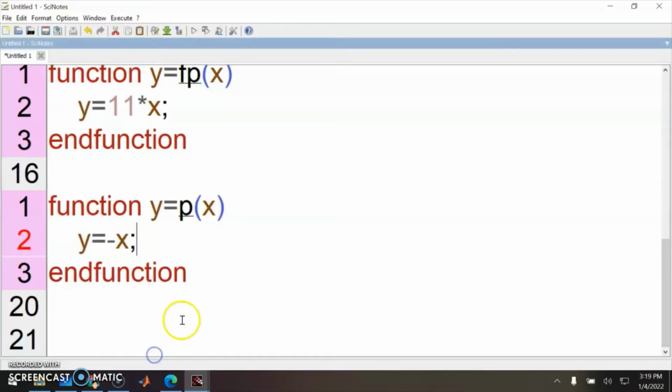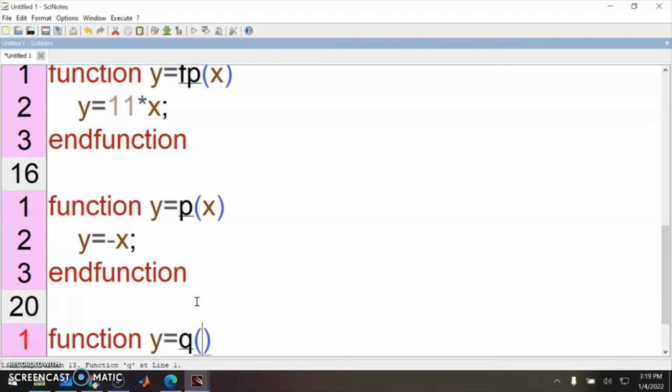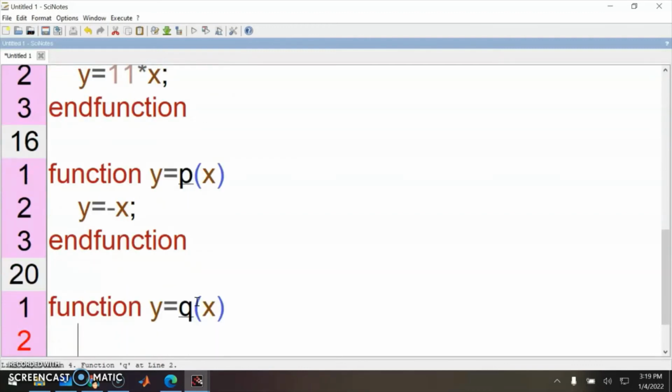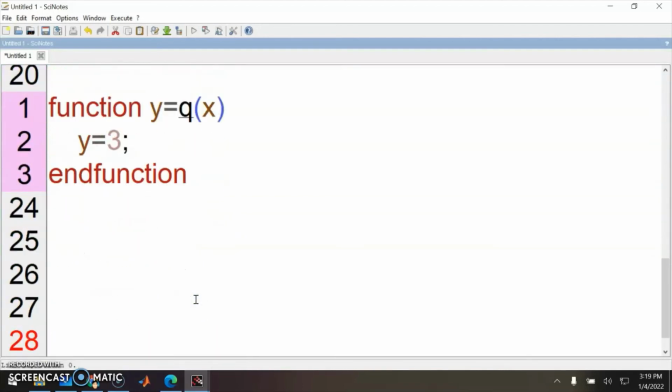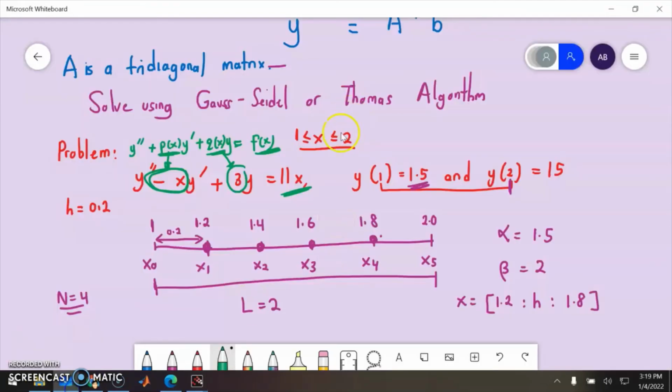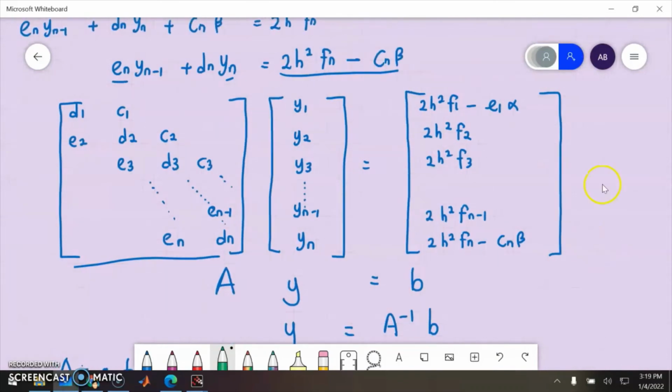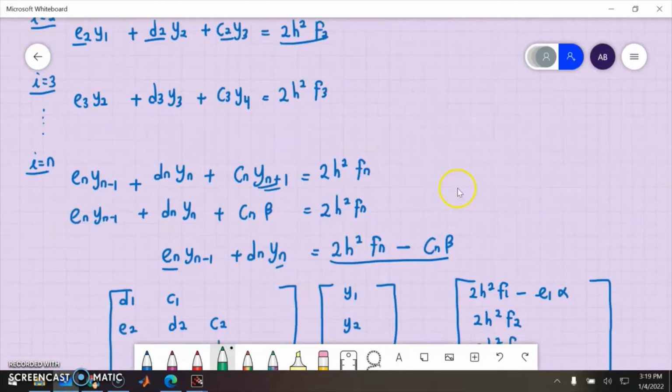Now create another function: y equals to q(x), where y equals to 3. So we have created all these conditions here. Now what we want to do is the main body, where we want to create an algebraic system of equations. This is the system we want to solve.